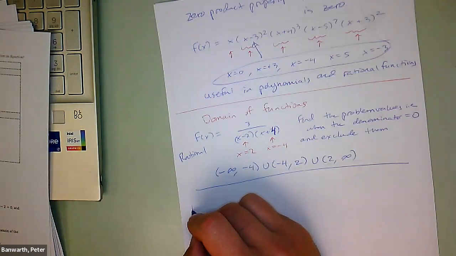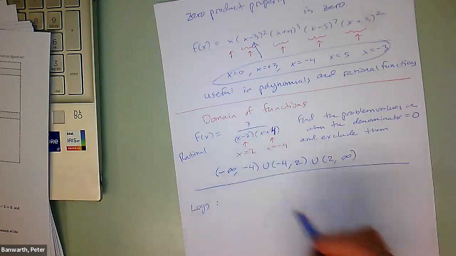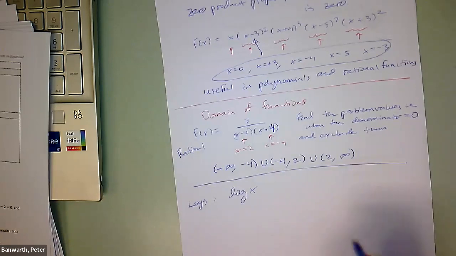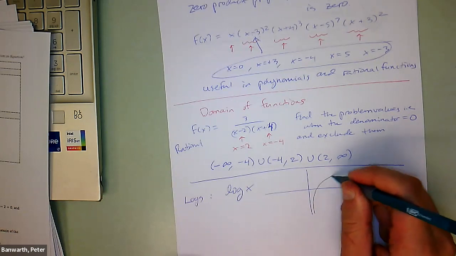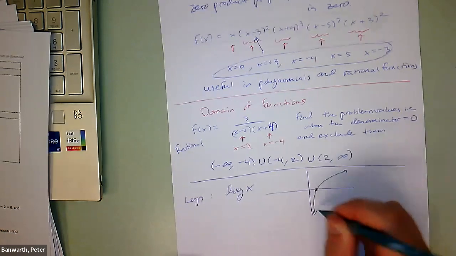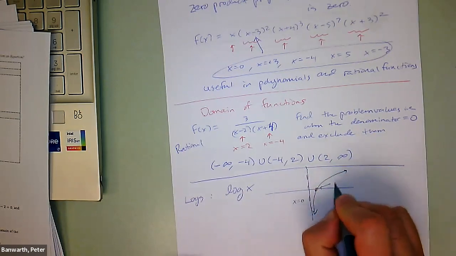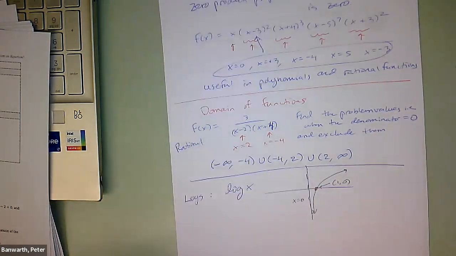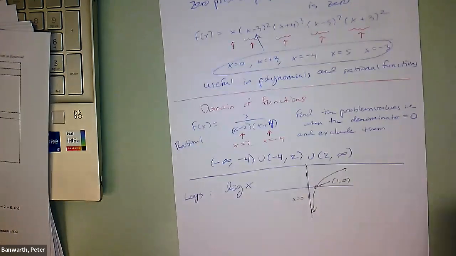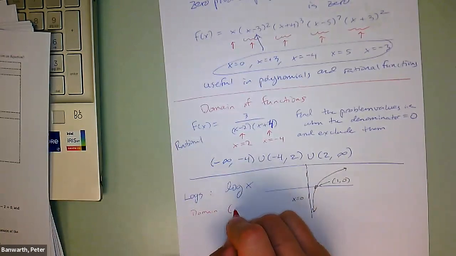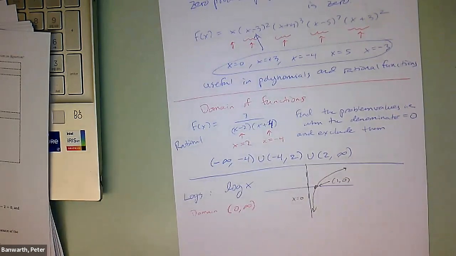Let's look at logs. So we expect you to know a basic log function like log of x. We expect you to be able to do a basic graph of log of x. We expect you to know that there is a vertical asymptote at x equals 0, and that this point is 1, 0 on a basic log function. So we expect you to know that the domain of a log function is not including 0 and going up towards infinity.